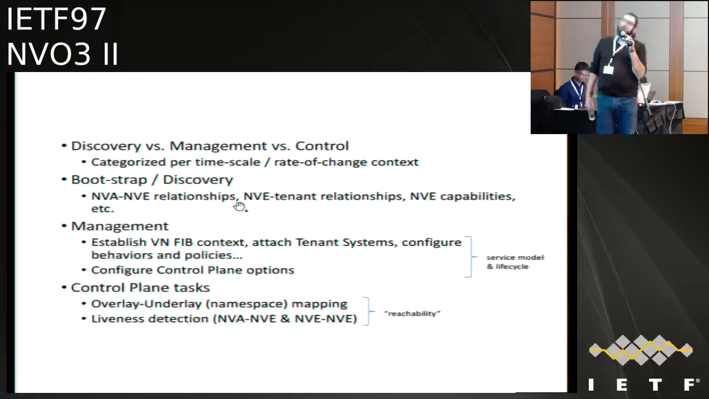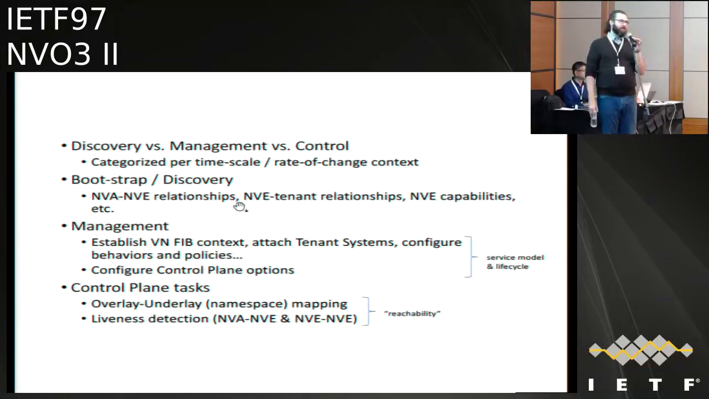In a slightly more, so if that first category is really around bootstrapping, that happens in terms of the life cycle of an NVE. It happens maybe once until the NVE reboots, or there's some other activity that causes it to reestablish and rebootstrap.